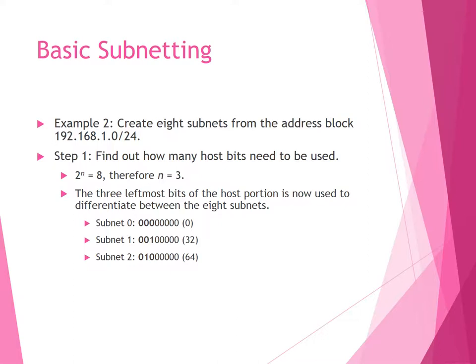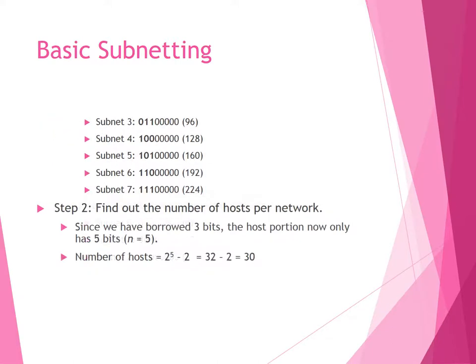Example 2. Create 8 subnets from the address block 192.168.1.0/24. Step 1: Find out how many host bits need to be used. 2^n equals 8, therefore n is equal to 3. The 3 leftmost bits of the host portion are now used to differentiate between the 8 subnets: subnet 0, subnet 1, subnet 2, subnet 3, 4, 5, 6, and 7.